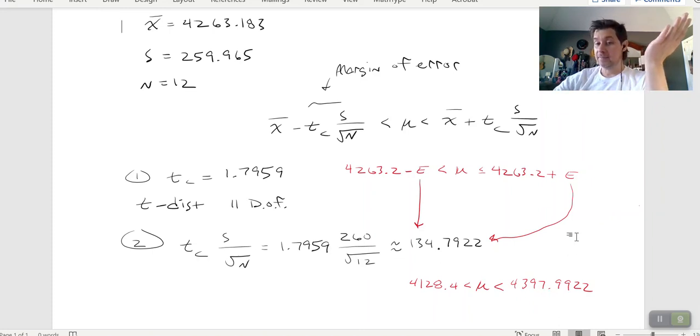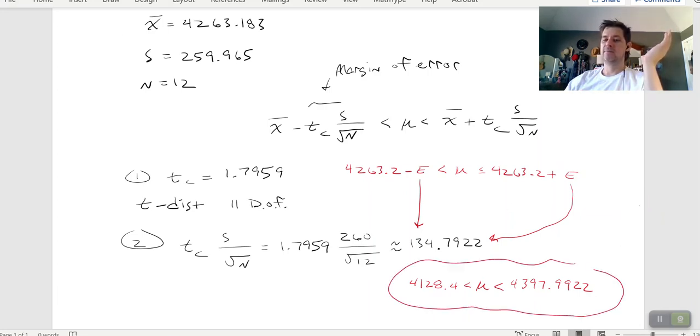Now, that's my confidence interval. It's like for the population of all economists, all people that have bachelor's degrees in economics, whatever it said, I don't know what their average monthly salary is, but I can say with 90% confidence, it's somewhere between 4,128.4 and 4,397.99. Okay, I can tell you that with 90% confidence.